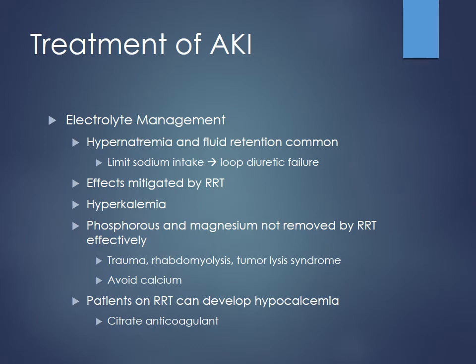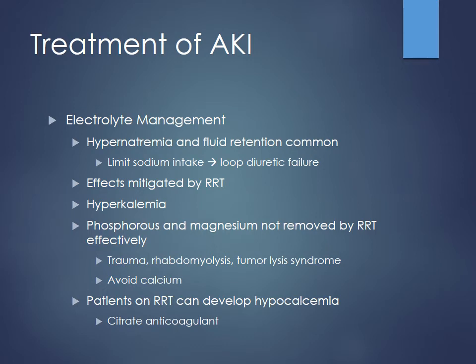A lot of the renal replacement therapies can help to fix a lot of your electrolytes. So if you're hyperkalemic, you can pull that off. It can help to fix things like your magnesium, phosphate, things like that. In a lot of cases, you may not be able to pull as much phosphorus or magnesium off. So if you have really high levels of those, which you may see in cases like trauma, rhabdomyolysis, tumor lysis syndrome, a big thing you want to do is avoid calcium.